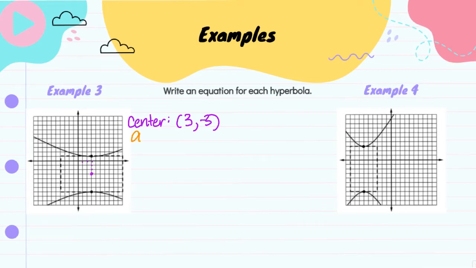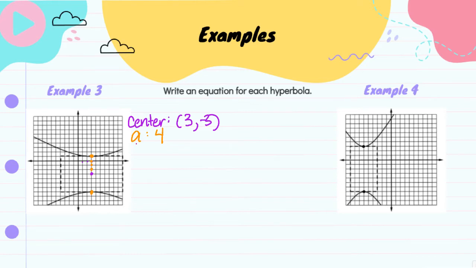So to find a, we need to find the distance between the vertex and the center point. So that's going to be 1, 2, 3, 4. So there's a distance of 4 units, or 4 points, between the center and one of the vertices.